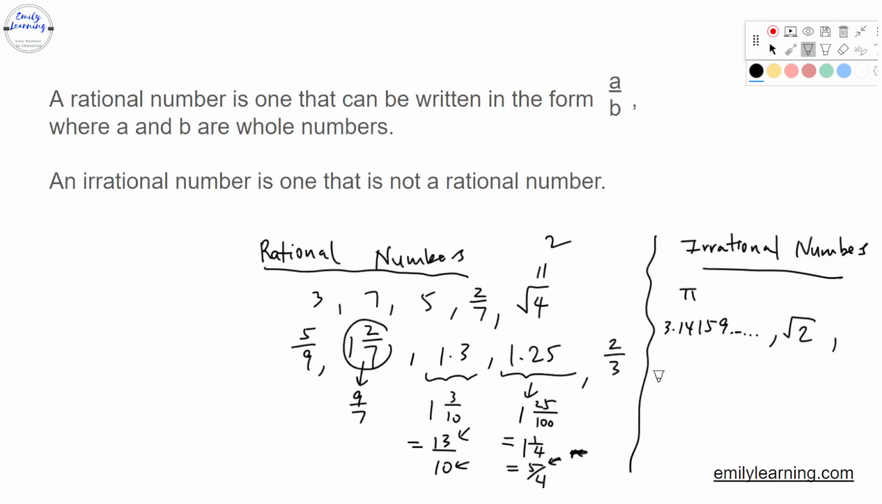Then maybe cube root of 5. If you type it into your calculator, it is also an irrational number because it gives you a decimal that is non-terminating, and when you try to convert it into a fraction, your calculator is not able to do so. So this means that it cannot be written in the form A over B, where A and B are whole numbers. Therefore, cube root of 5 is also an irrational number.